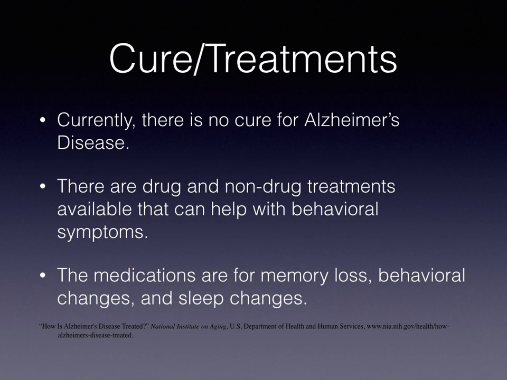Cures and treatments. Currently, there is no cure for Alzheimer's disease. There are many drugs out there that are used to maintain mental function, manage behavioral symptoms, and slow down the symptoms of the disease.